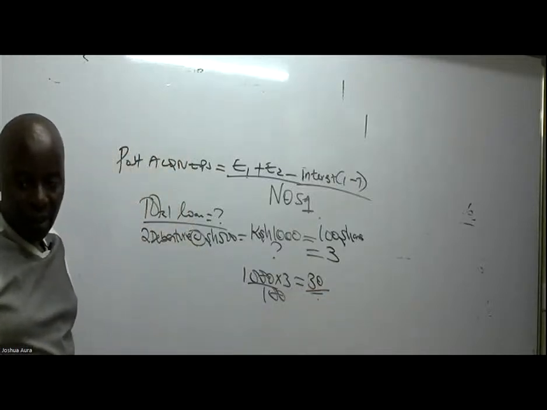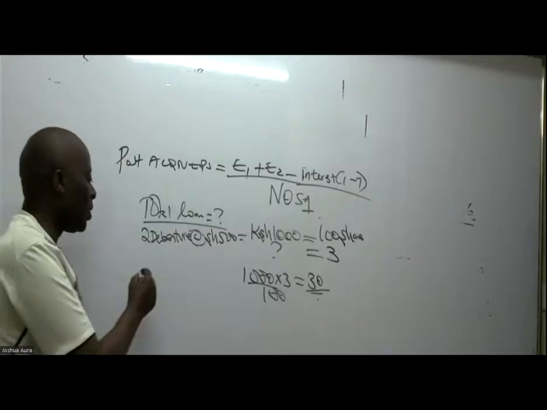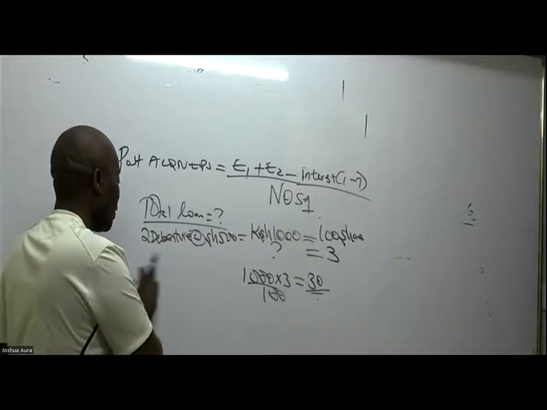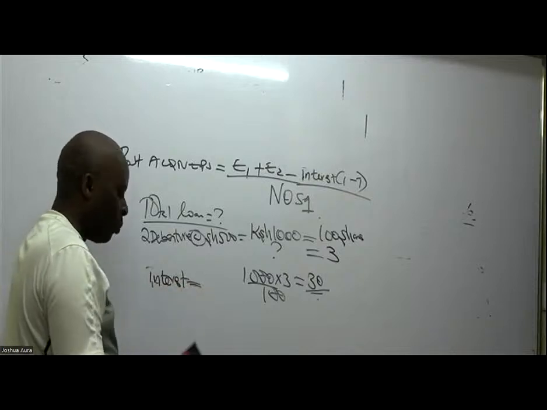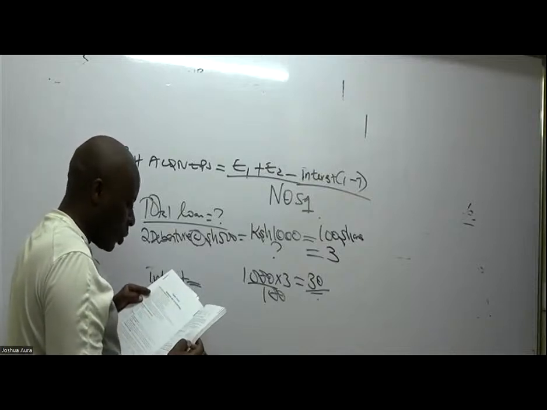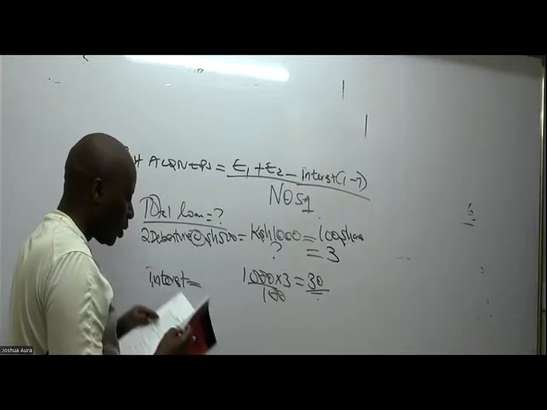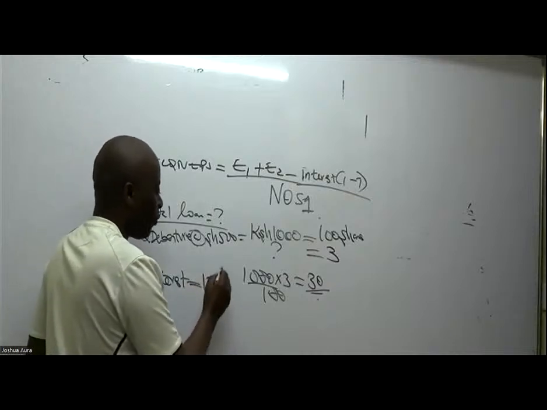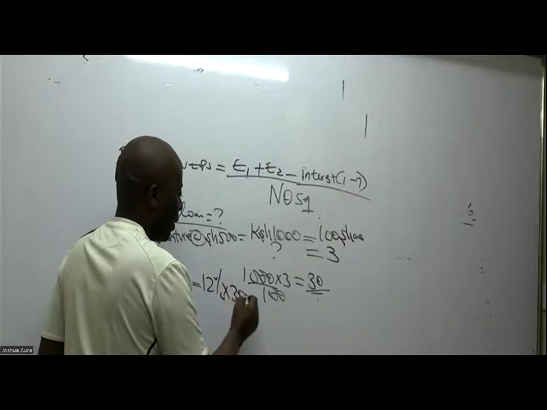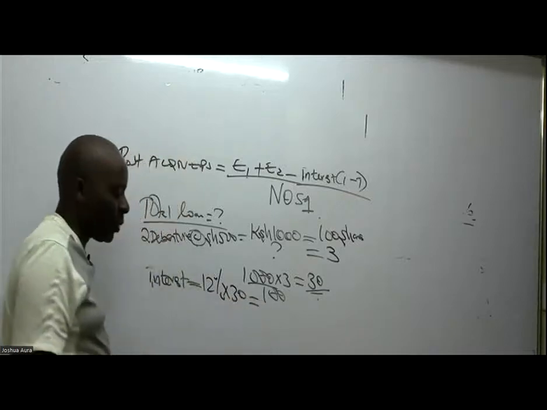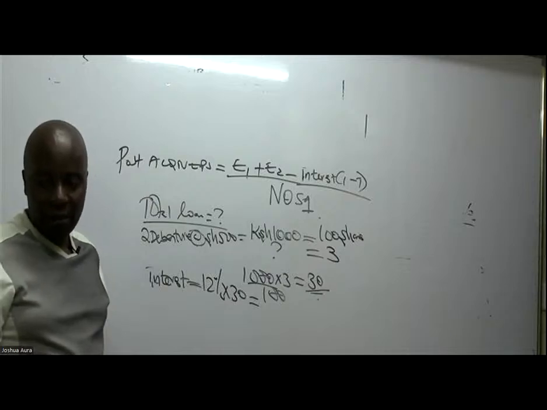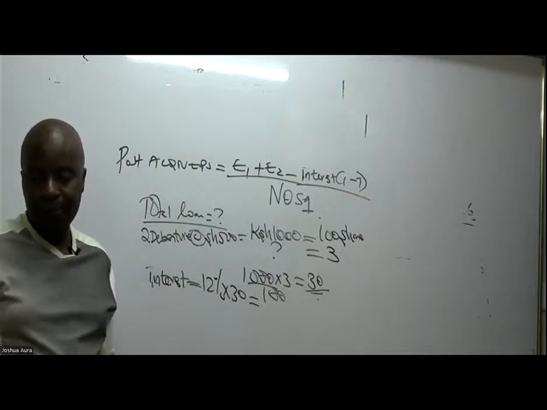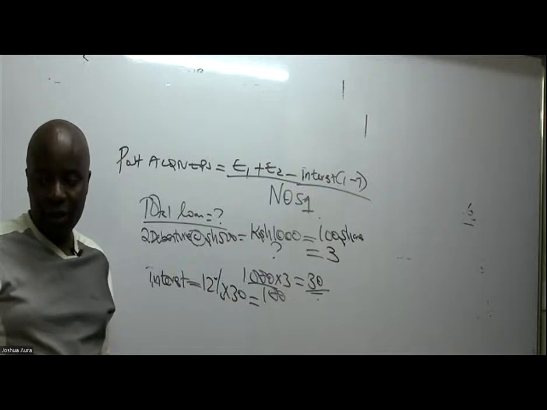Once I have the total debt, I need to calculate the interest payable. Fortunately, they have given us the coupon rate of 12%. So we have 12% of 30, which gives you how much? What is 12% of 30? Please give me the answer.